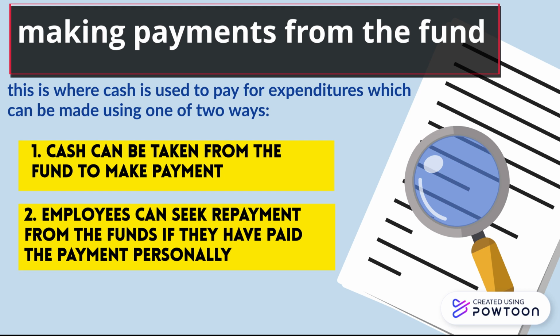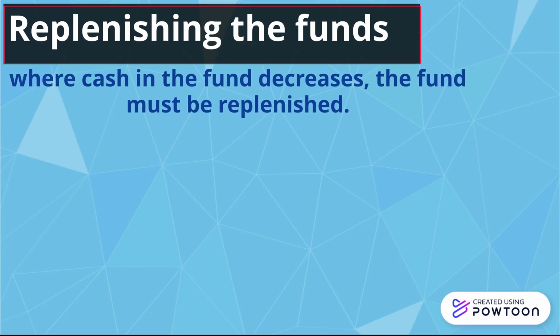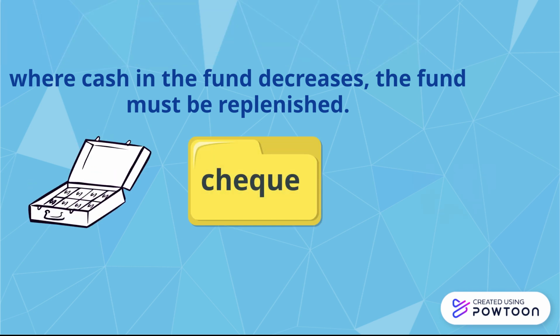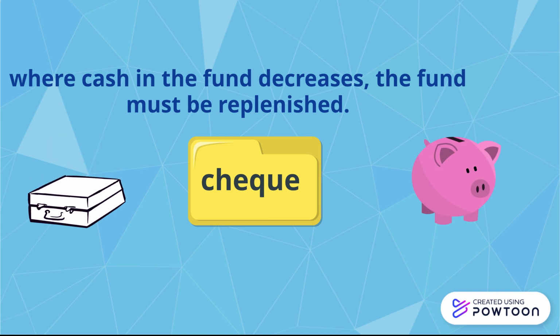This is where cash is used to pay for expenditures, which can be made using one of two ways. 1, cash can be taken from the fund to make payment. 2, employees can seek repayment from the fund if they have paid the payment personally. The final step is replenishing the fund. Where cash in the fund decreases, the fund must be replenished. To do this, the remaining cash in the fund is counted and the business cashes a check to refill the fund to bring it back to its original balance.